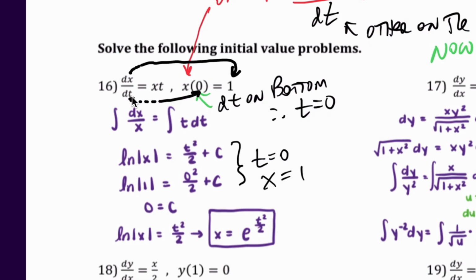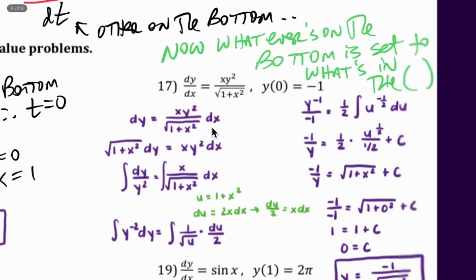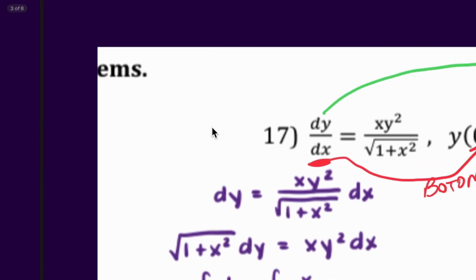So you could see when we eventually did our general solution, we plugged in t equals 0. That's because the t was on the bottom and the 0 is inside the parentheses. And then when we got to the x value, we plugged in 1 for x because the x variable is on top, and that equates with the opposite side of the equal sign. So top is opposite of the equal sign, bottom is inside the parentheses. Okay, let's move to another example.